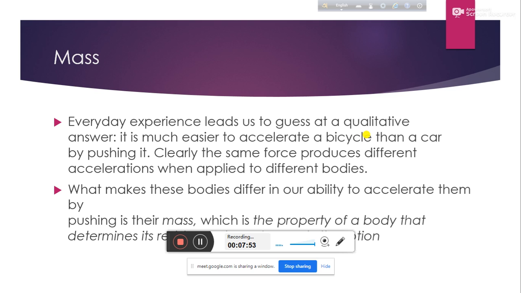So the question is, when we are trying to accelerate, the bodies are resisting the acceleration. Now this resistance is different for different bodies. This resistance is very small for a bicycle, but it is higher than the bicycle for a car.